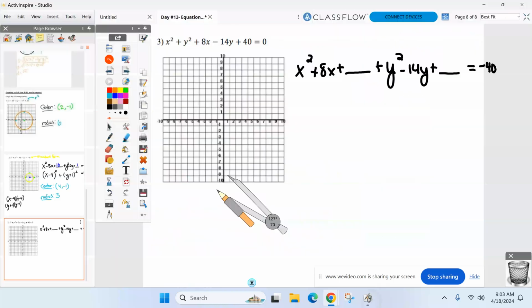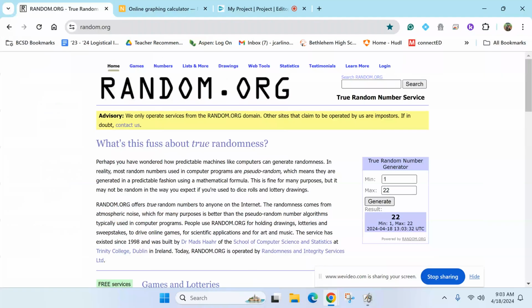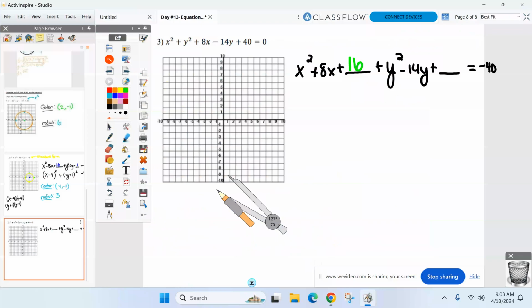Tess, relax. What's the new c value on the x's? 16. There you go, 16. Good work. What's the new c value on the y's? Going deep, Simon. 49. Good job, 49. And again, this is, in all seriousness, the most common mistake kids make, they keep it unbalanced. Whatever you added to the left, we have to add to the right. So you have to add 16 and 49 to the right side.